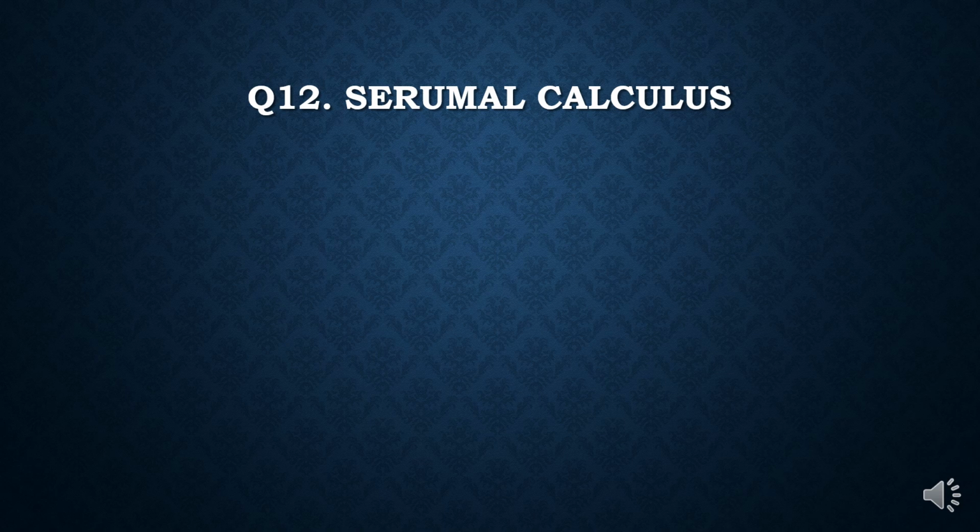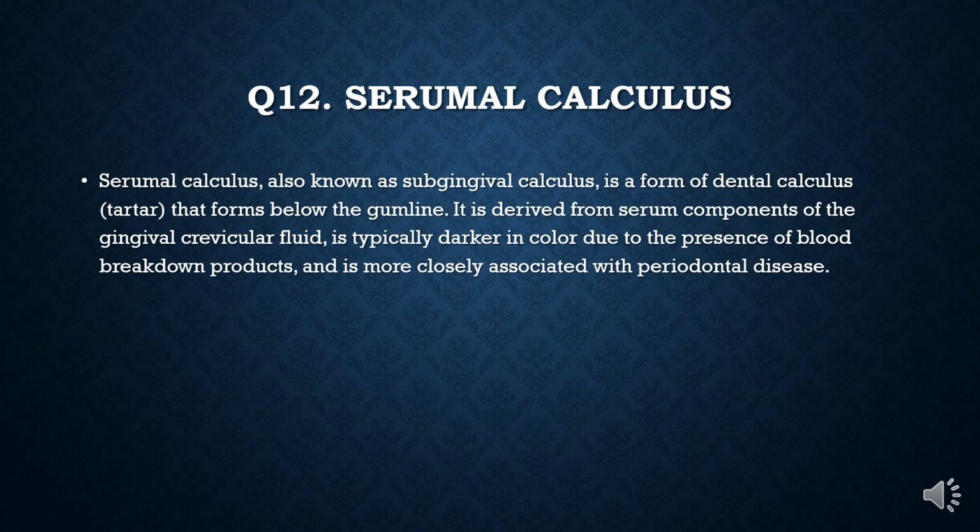The question is serumal calculus. Serumal calculus, also known as subgingival calculus, is a form of dental calculus or tartar that forms below the gum line. It is derived from serum components of the GCF. It is typically darker in color due to the presence of blood breakdown products and is more closely associated with periodontal disease.